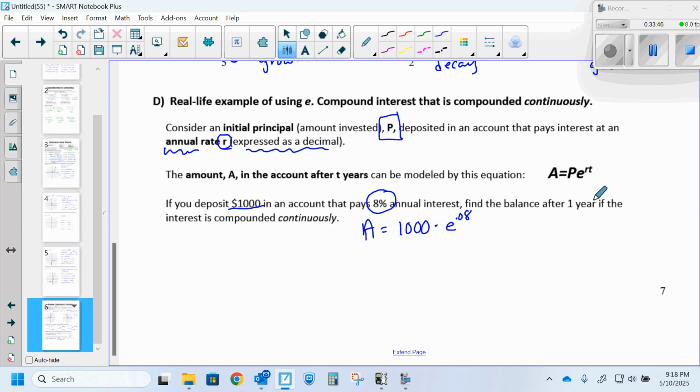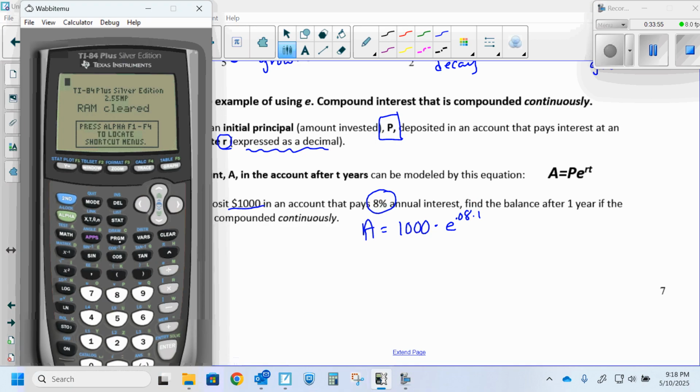Find the balance after 1 year. So this is just times 1. If that said 3 years, you do times 3. This is going to give you the amount in the account. So let me pull up my calculator. You're going to do 1,000 times, your e button is over here. See this LN? That stands for natural log. But you want e to the x, so hit second, that button, and we'll do 0.08, and I guess we could do times 1 for fun, and then enter.